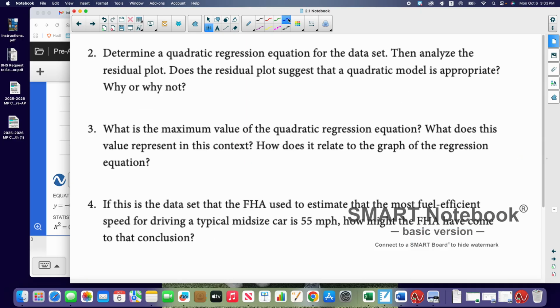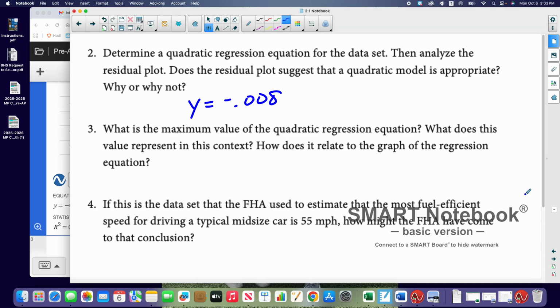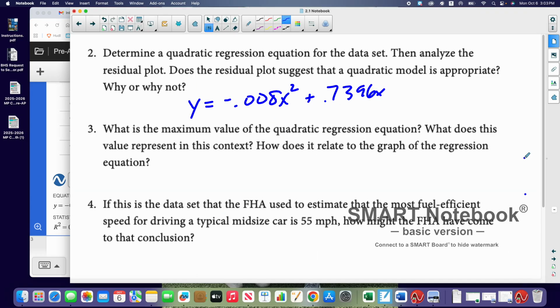Question 2, determine a quadratic. Y equals negative 0.008. Is that right? Yep. X squared plus 0.7396x plus 1603. All right? So I've written the equation. It told me the equation. I'm writing the equation. All right?